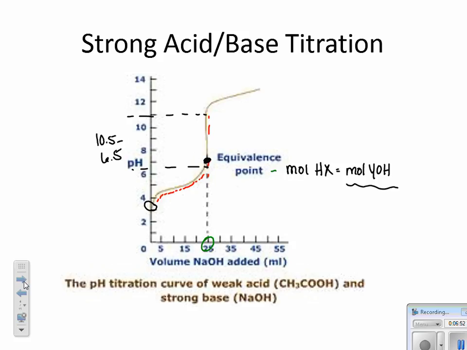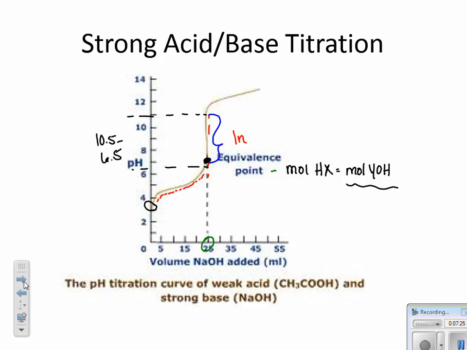Most indicators will not change color when something becomes neutral. So what we do is we try to choose an indicator that's going to change pH somewhere in here. If we have one that changes out here, we've over titrated our analyte. So we want to use something that changes pH right where that vertical region of the graph is. So we're going to choose an indicator here that changes within that range.